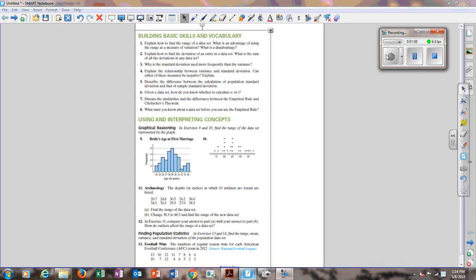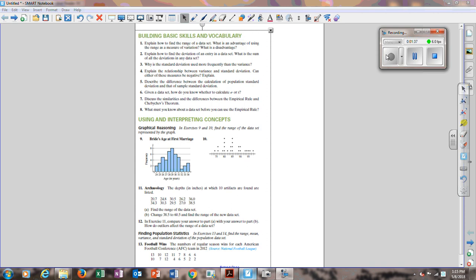Number three, why is the standard deviation used more frequently than the variance? Because it gives you an idea of what the unit is, and not the unit squared. So like if we are measuring distances, standard deviation will give the deviation in feet as opposed to feet squared.